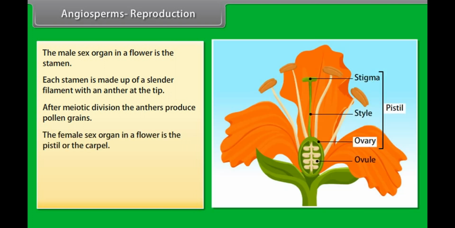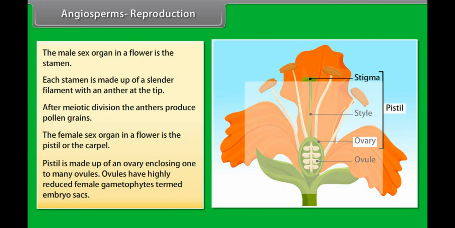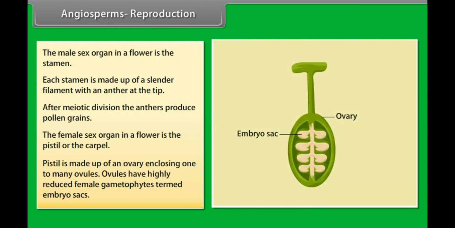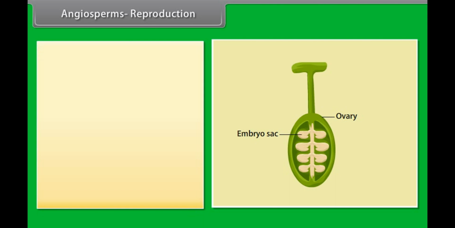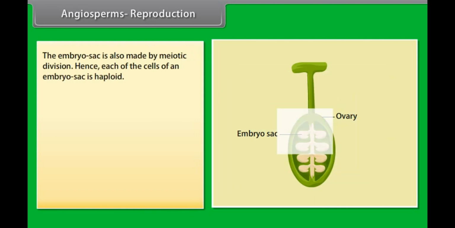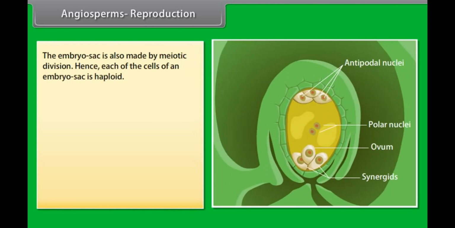The female sex organ in a flower is the pistil or the carpel. Pistil is made up of an ovary enclosing one to many ovules. Ovules have highly reduced female gametophytes, termed embryo sacs. The embryo sac is also made by meiotic division. Hence, each of the cells of an embryo sac is haploid.